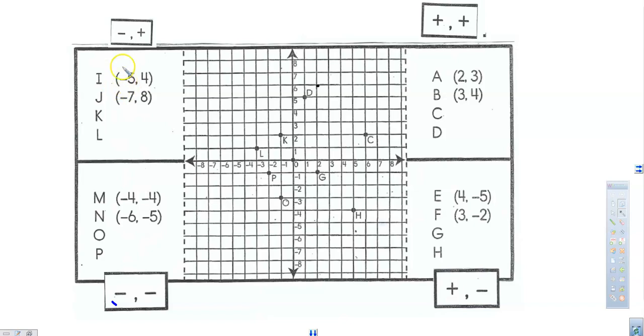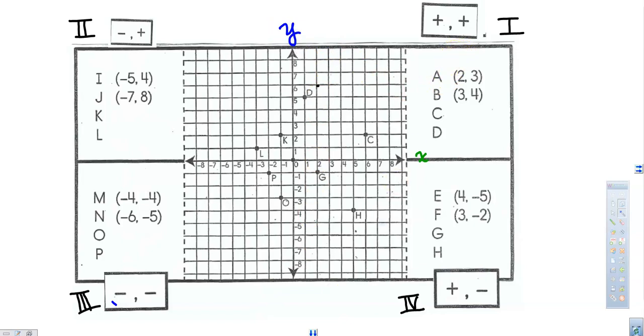Letter I, just to review real quick, this is quadrant 1 because they're both positive. Quadrant 2 is when your x is negative, your y is positive. Quadrant 3, both the x and y are negative. And quadrant 4, the x is positive and the y is negative. Just a quick review. And we'll just label this x-axis to remind us. And this is the y-axis to remind us.